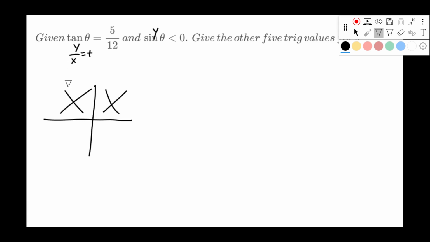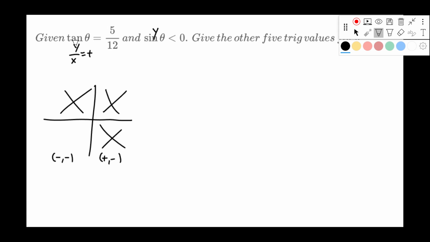Y divided by x is a positive. Now remember, in quadrant 3, both coordinates are negative, left and down. In quadrant 4, right and down. So one positive, one negative. Now the answer has to be positive. So I must be in quadrant 3. Okay? I know now I'm in quadrant 3.